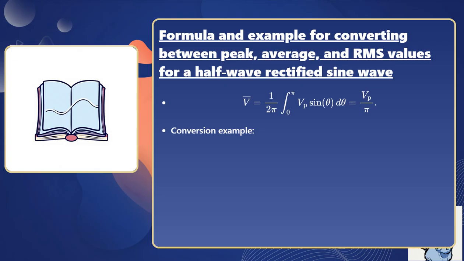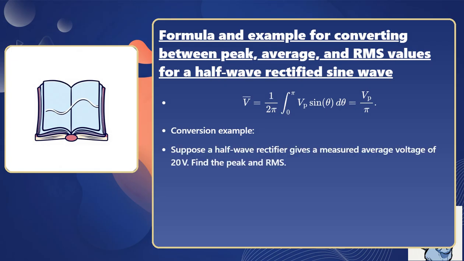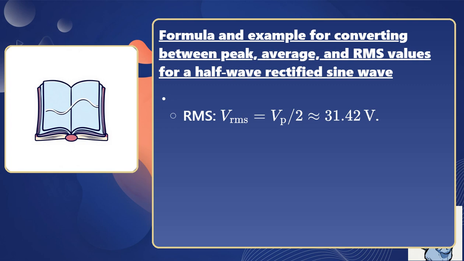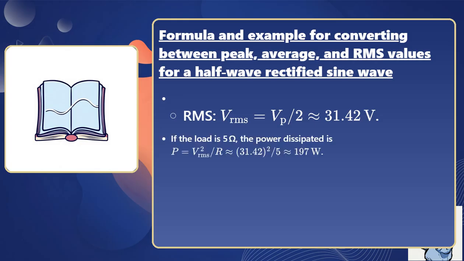Conversion example. Suppose a half-wave rectifier gives a measured average voltage of 20 volts. Find the peak and RMS. Peak Vp equals pi times V bar equals pi times 20, approximately 62.83 volts. RMS equals Vp divided by 2, approximately 31.42 volts. If the load is 5 ohms, the power dissipated is P equals V RMS squared divided by R, approximately 31.42 squared divided by 5, approximately 197 watts.